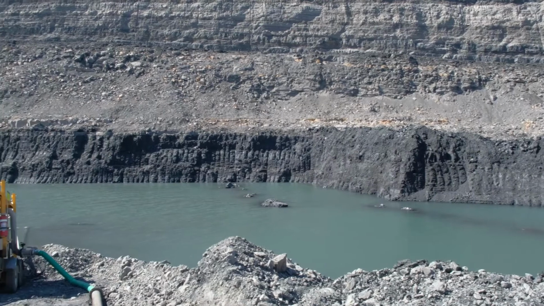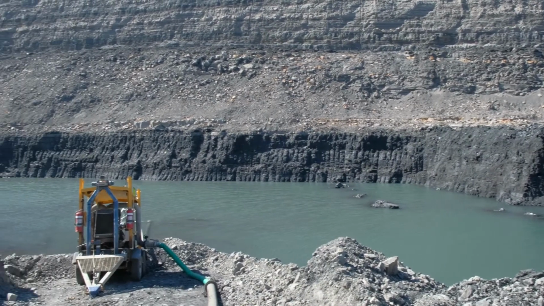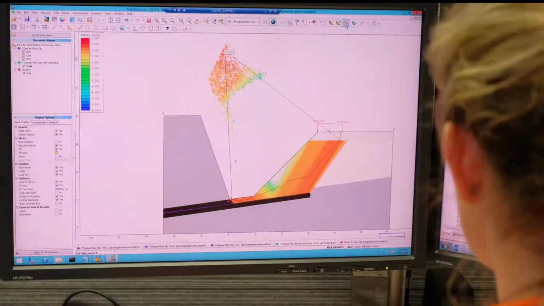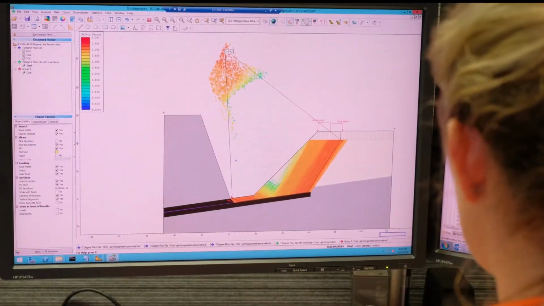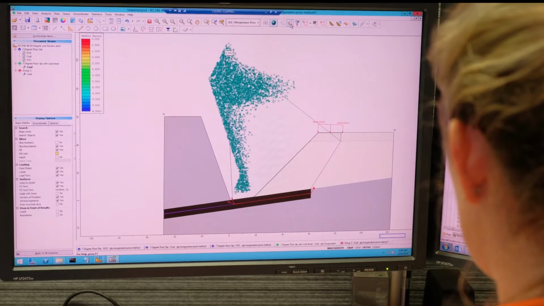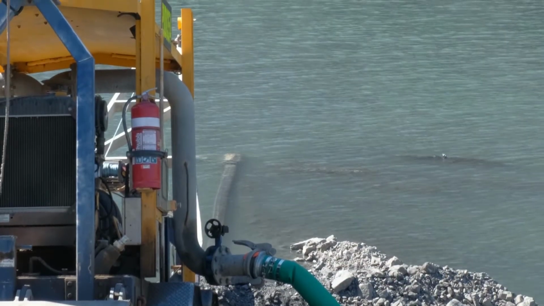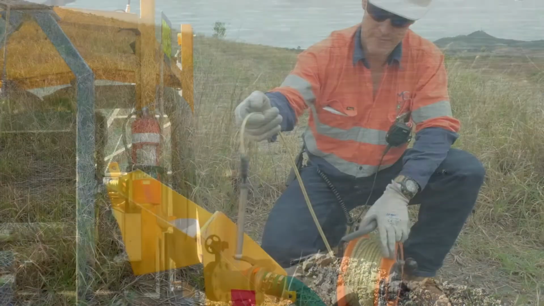By understanding groundwater conditions and flow behaviour, contingencies such as dewatering, depressurization, or slope geometry modifications can be made to ensure a safe slope design. Adequate pumping provisions can also minimise the impact of water on operations.